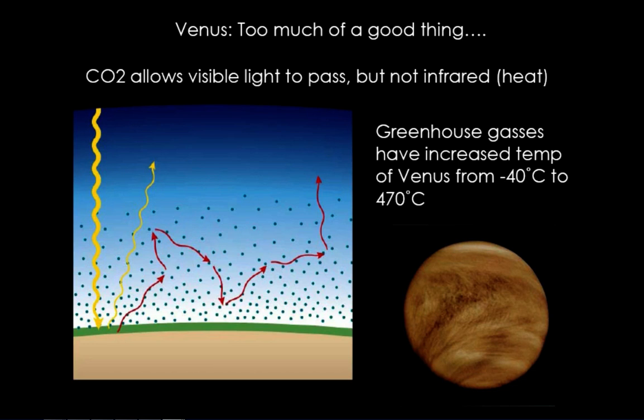But its atmosphere, which allows visible light to pass but then traps it as infrared, has increased the temperature to about 470 degrees Celsius. And for people who are used to Fahrenheit, that's about 800 degrees Fahrenheit, which is enough to cook a pizza in like half a second on the surface.